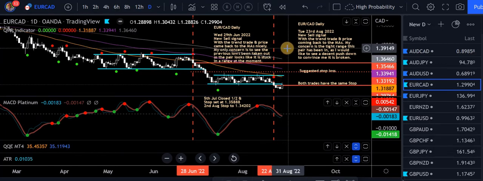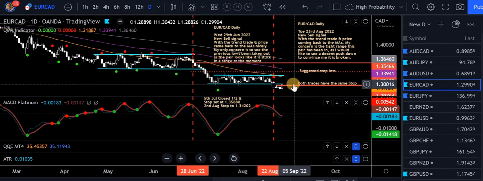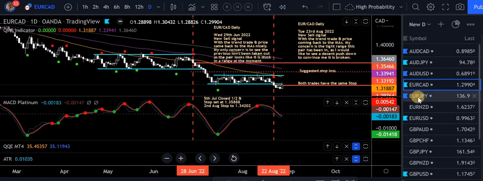But have a read of that. Just pause the video and have a read. But there's 2 trades, 2 sells. The second one's not looking too good. First one we can't lose, so it's all good there.